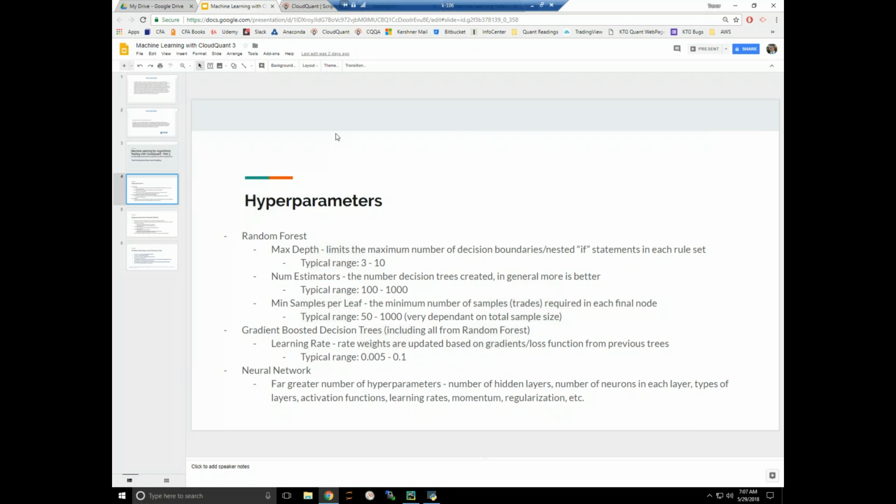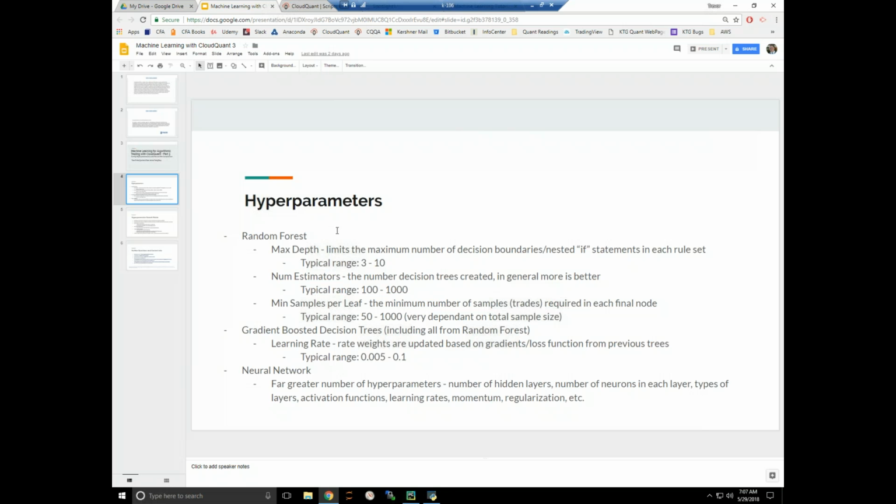Random forest is just a group of decision trees. So a lot of the hyperparameters involved with decision trees that we will play around with are max depth, number of estimators, and minimum samples per leaf. The maximum depth will just limit the maximum number of decision boundaries or nested if statements in each rule set.